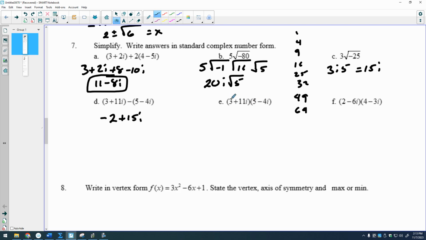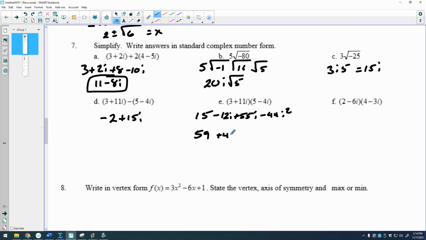Right, now we FOIL. So I'm going to distribute: 3 times 5 is 15, and 3 times a negative 4i is a negative 12i. 11 times 5 is 55. 11 times a negative 4i is a negative 44i squared. Okay, i squared by definition is a negative 1. So this negative 44 times a negative 1 is a positive 44. Plus 15 is 59. Positive 55 minus 12 is a positive 43i.